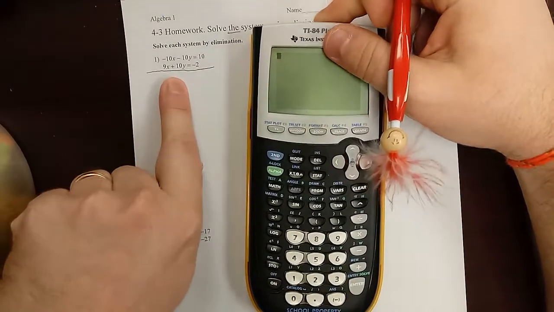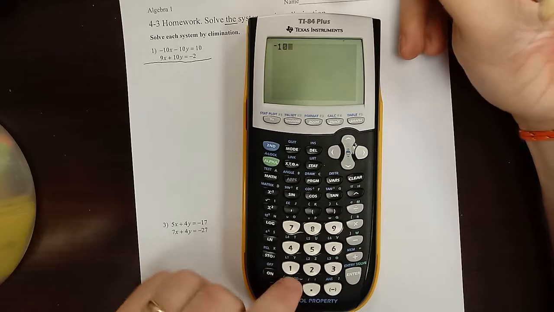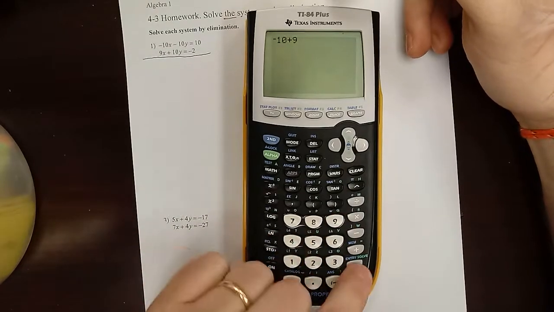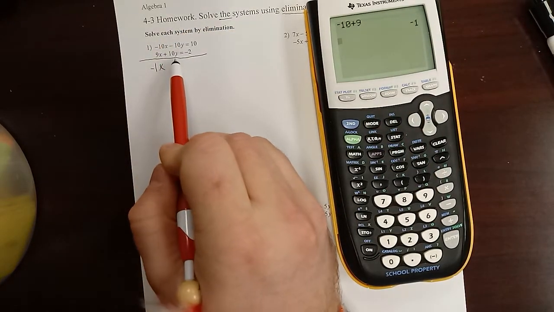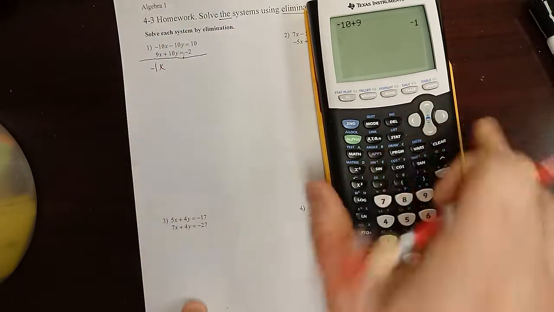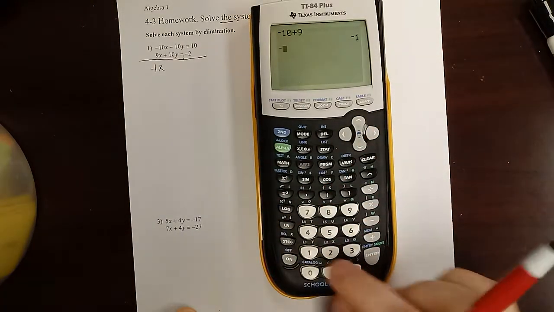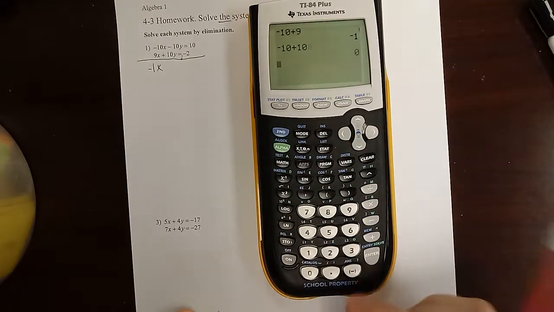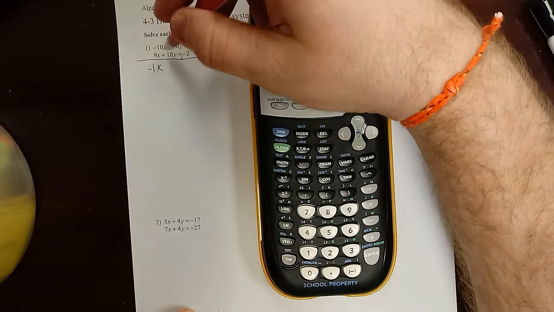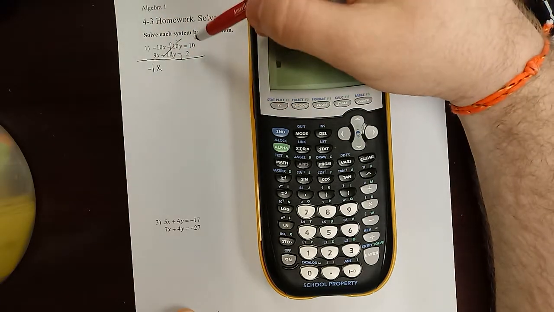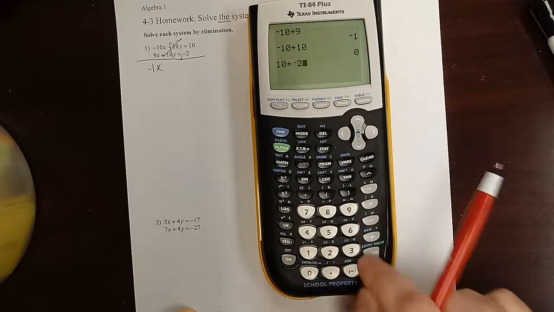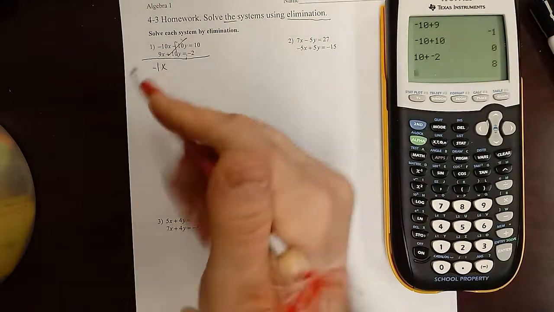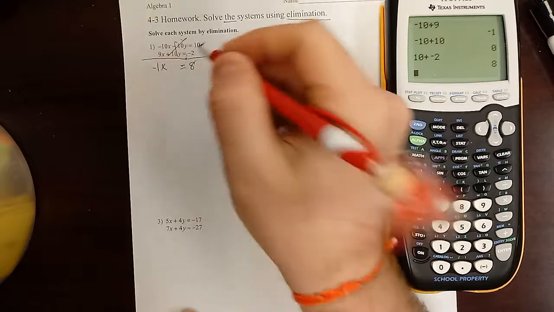So all I'm going to do is I'm going to say, negative 10 plus 9, and I got negative 1. And so when I do that, I get negative 1x. And here I have negative 10y and positive 10y. So if I do that, I get 0y, and sure enough, they cancel out. And then here we have 10 and negative 2, and so if I say 10 plus negative 2, we get 8. So we're going to say negative 1x is equal to 8.